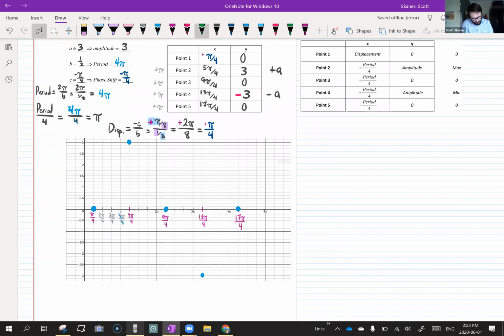Let me just double check that all my points are okay. This one here, pi over 4 and 0, is that there? Yes, it is. 5 pi over 4 and 3 is right here, and so on. They're all okay. So I'm going to start sketching. You should sketch as well. Practice this. When it reaches the maximums and the minimums, it should be perfectly flat.